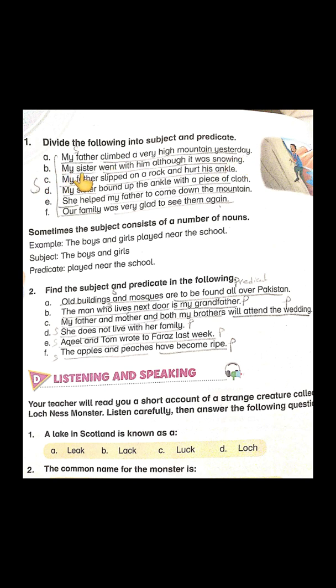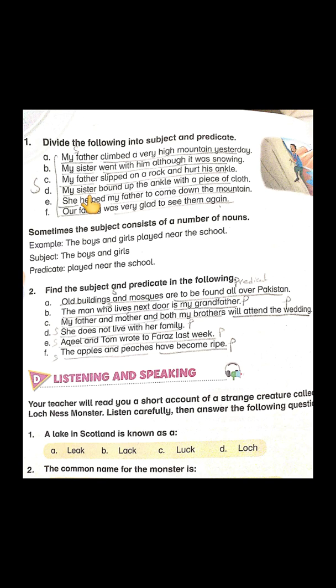Second is, my sister went with him although it was snowing. What is the subject here? My sister, the doer or performer of the action in the sentence. And went with him although it was snowing is our predicate. Third is, my father slipped on a rock and hurt his ankle. What is the subject here? My father. And slipped on a rock and hurt his ankle is our predicate.